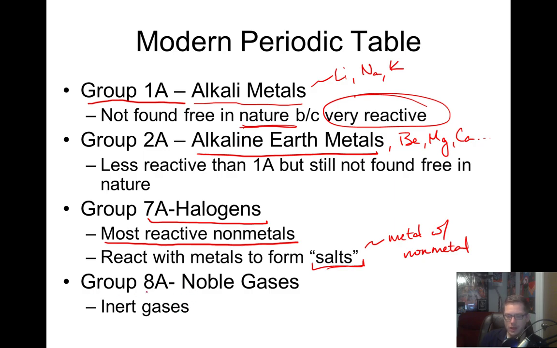And then finally, group 8A are the noble gases, the very last column. These are inert gases, inert meaning that they don't react. They're called noble gases because they kind of chill there in the last column, and they're noble, like the nobles back in the Middle Ages would say, oh, we don't participate with those peasants. They can rabble rouse amongst themselves, but us nobles, we're above the fray, kind of thing.